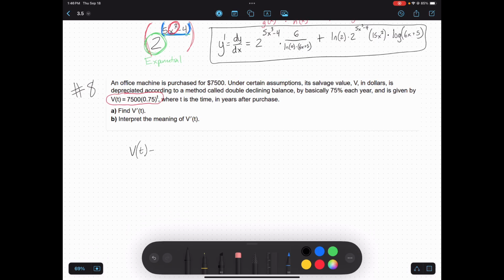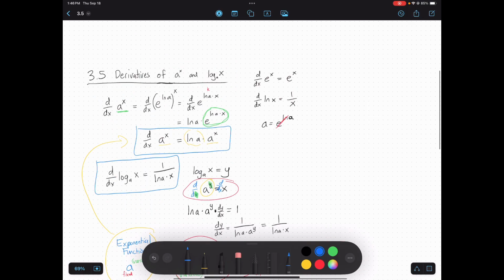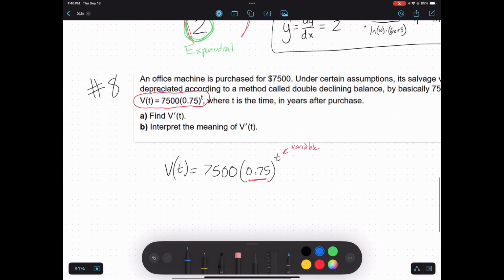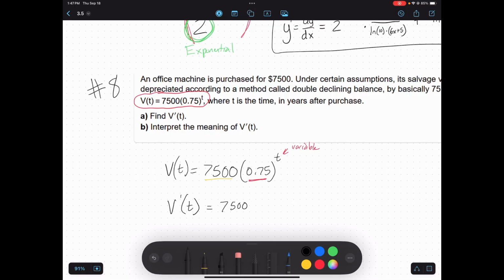We have my volume formula, or not volume, sorry, value formula. And notice how we're working with an exponential function. I have a fixed base with a variable exponent. So if I want to take the derivative, I'm just going to use that exponential derivative rule right here. I just get natural log of a times a to the x. But what do I do with that constant 7,500? Using my constant multiple property, I can just keep that on the outside and just focus on this piece. And like we said, my derivative here is just natural log of whatever that base is, natural log of 0.75, and then I keep everything else the exact same, 0.75 raised to the t power.